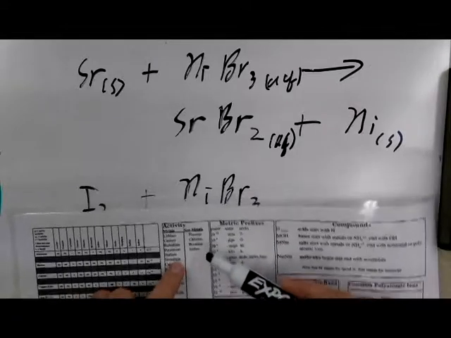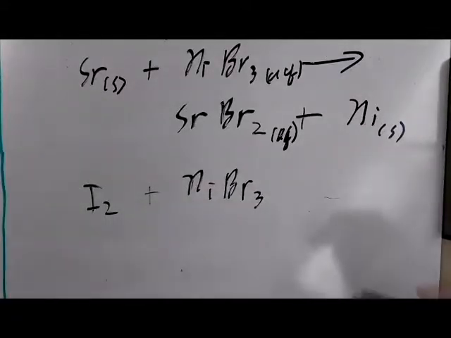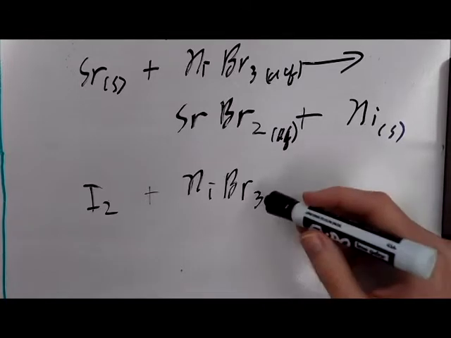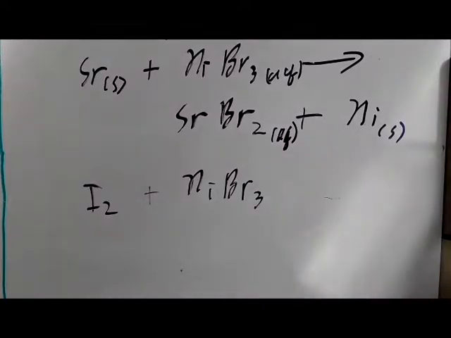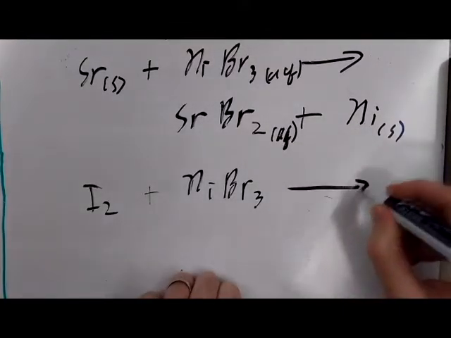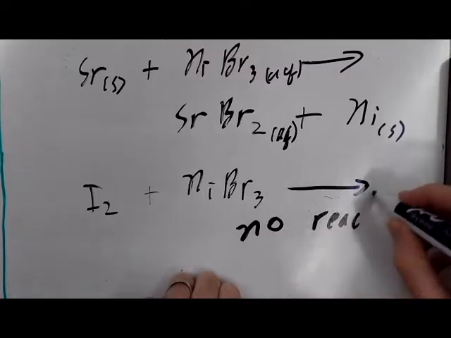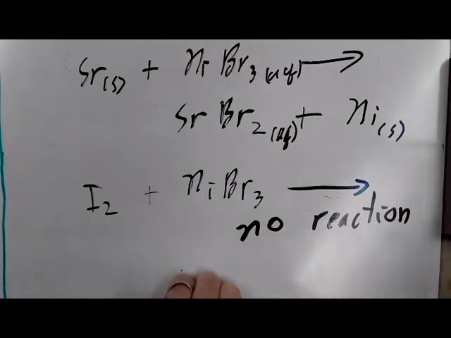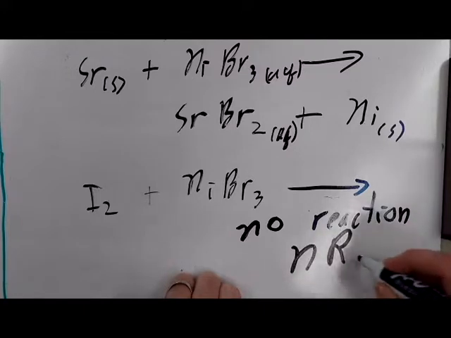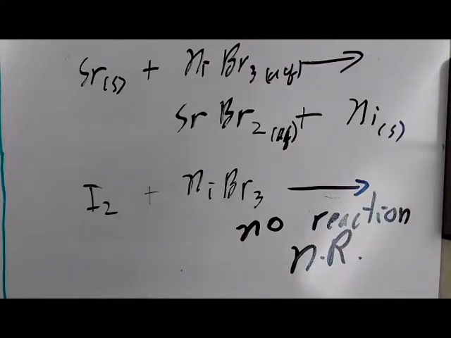Okay, so this is the first time we've seen this. If the iodine is not higher on the list than the thing it's trying to knock out, then nothing's going to happen. So there's going to be no reaction here. So we can just write that. There's going to be no reaction. Or we can just write an R for no reaction, so we can abbreviate it there and save some time.